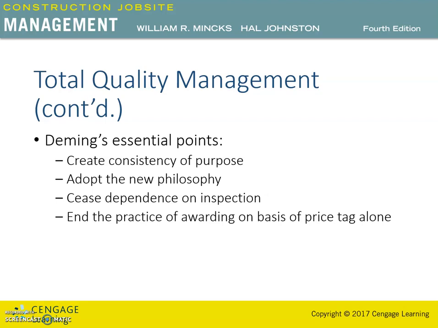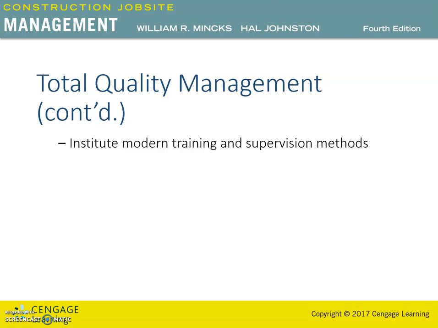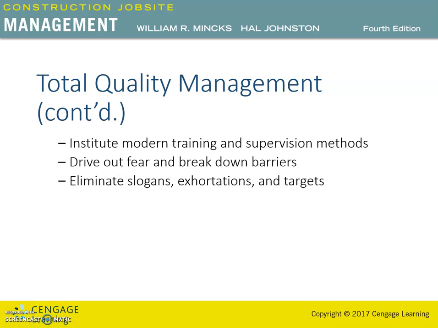One should seek longer term supplier relationships and reduce the number of suppliers. Constantly devise and implement improvements for every process in the systems of planning, production, and service. Then institute modern training for everybody, institute modern methods of supervision. The responsibility of foremen must be changed from sheer number to quality.